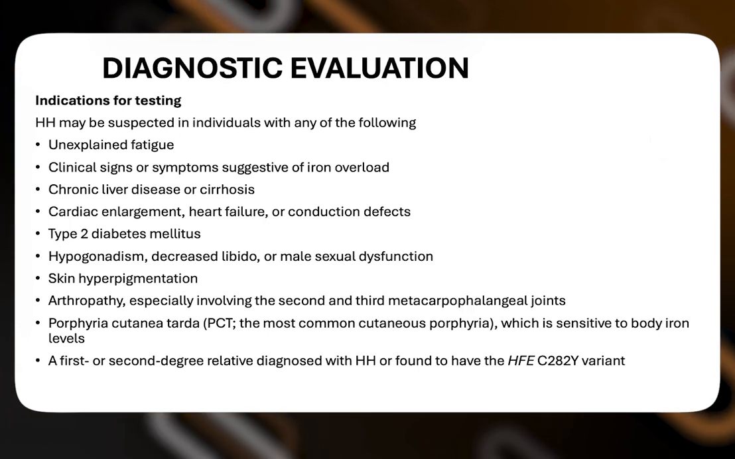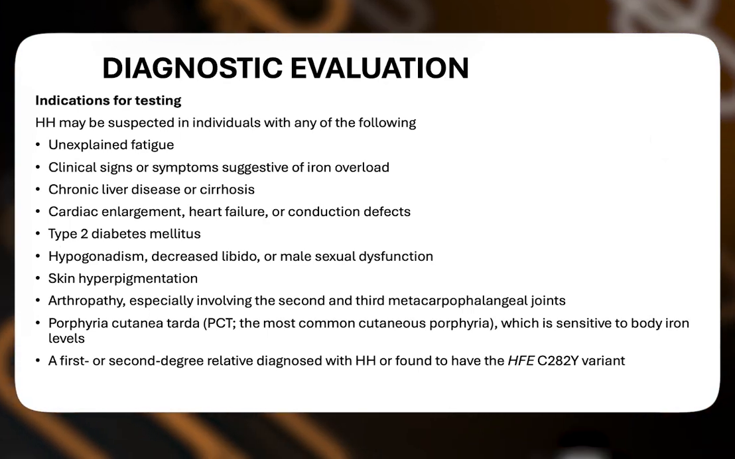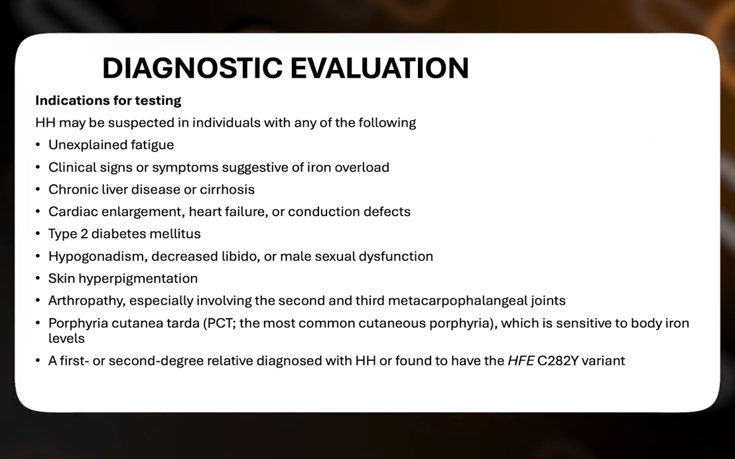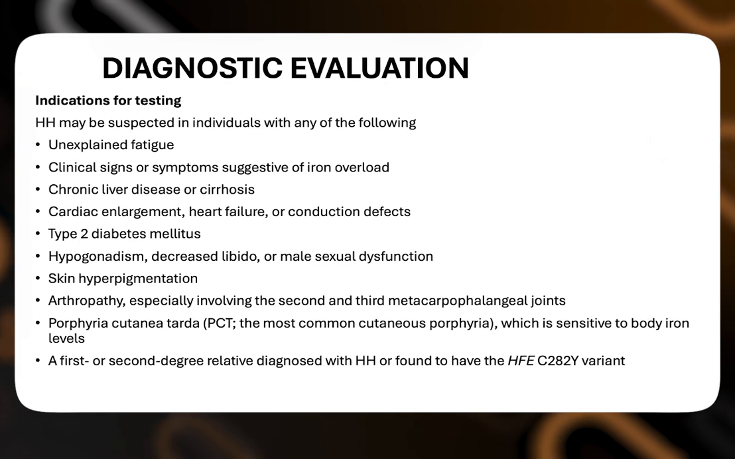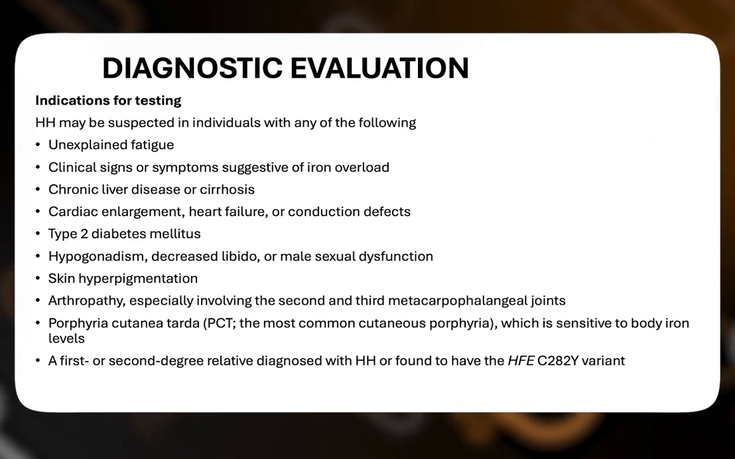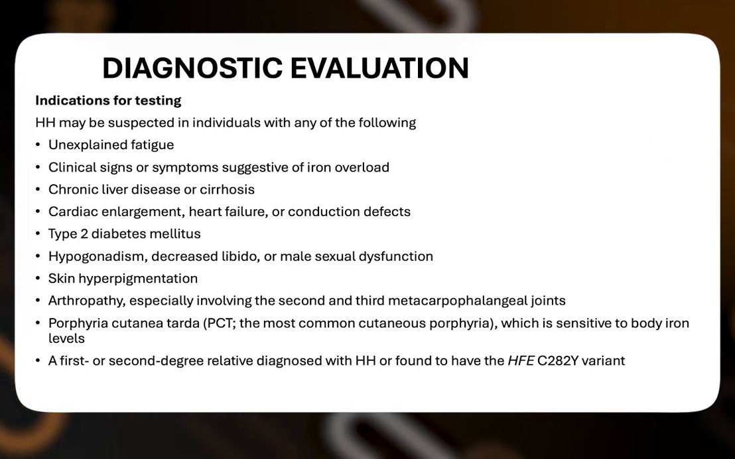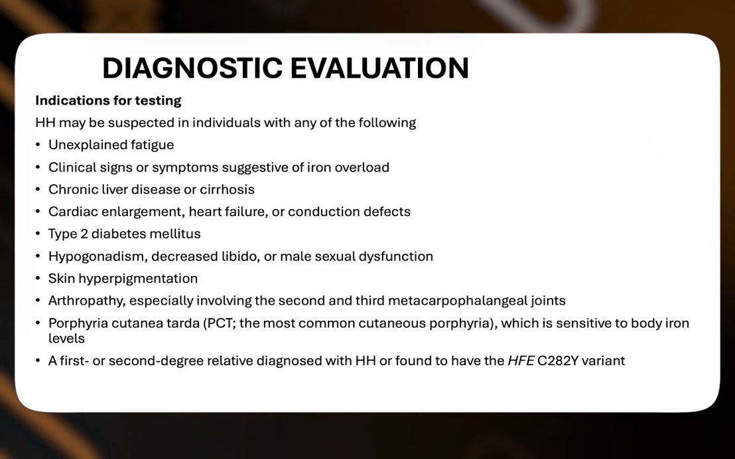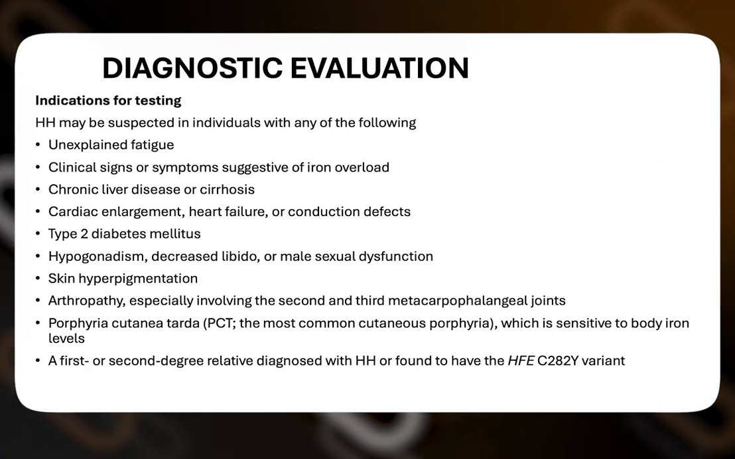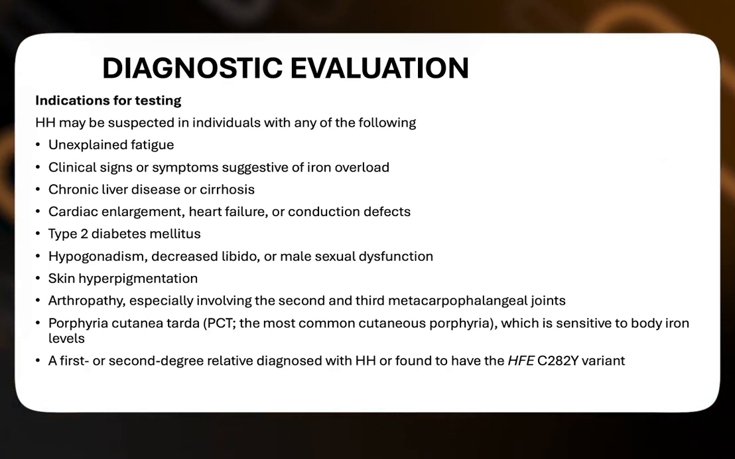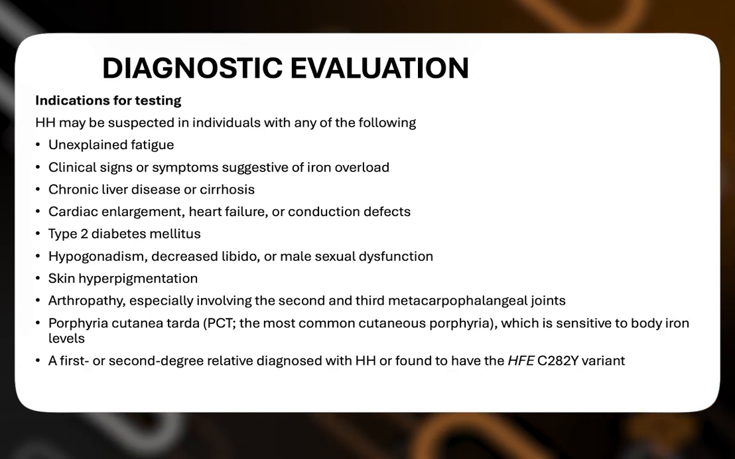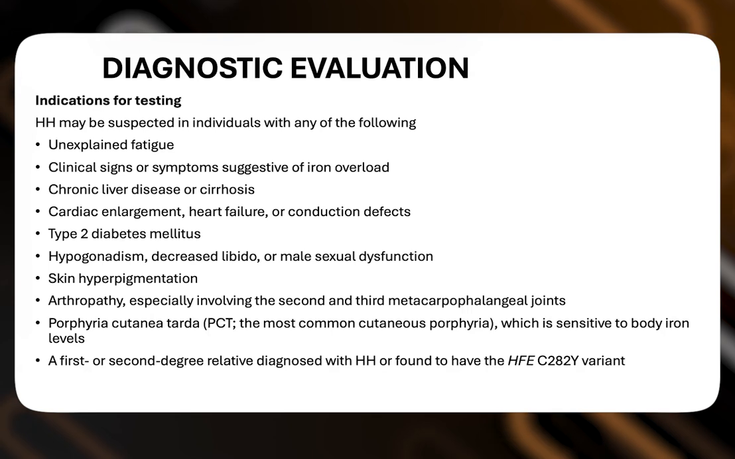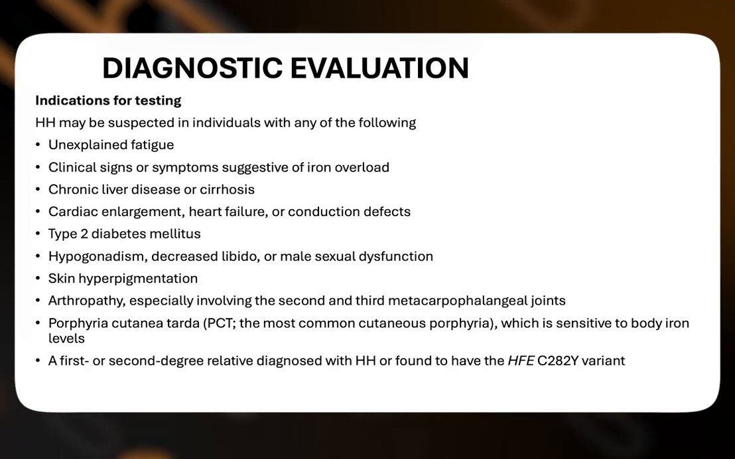Let's look at the diagnostic evaluation, how you diagnose, because the questions will be on this. You suspect it with any of the following symptoms: unexplained fatigue, clinical signs suggestive of iron overload like skin pigmentation, arthropathy, arthralgia, chronic liver disease, undiagnosed cardiac failure, type 2 diabetes mellitus. So there has to be a high index of suspicion with arthropathy. And of course, if a first degree or second degree relative is affected, you have to suspect, and early evaluation is important.